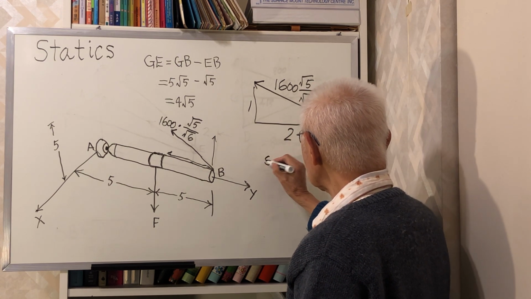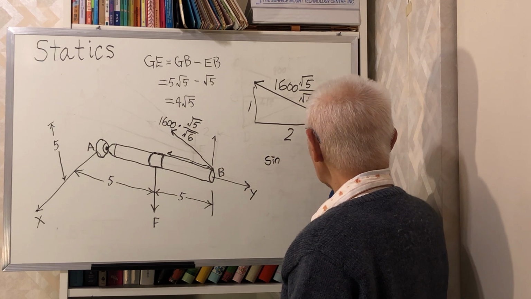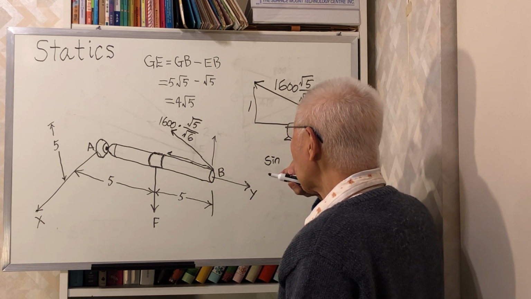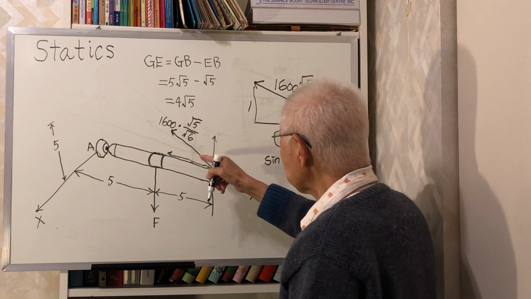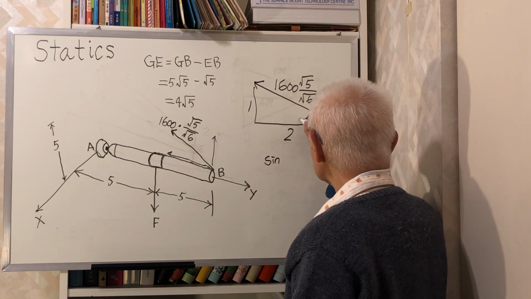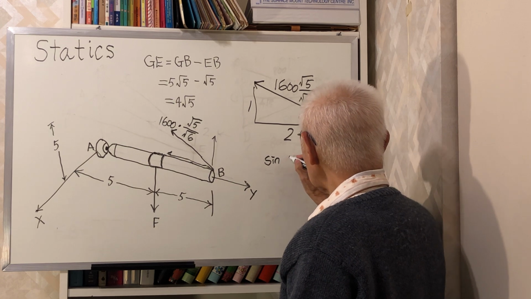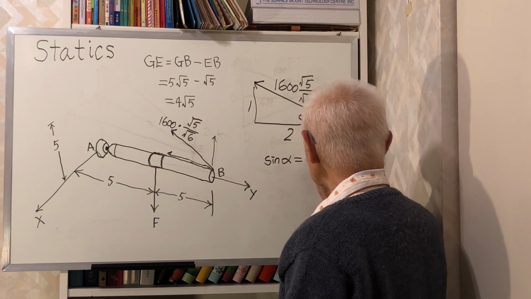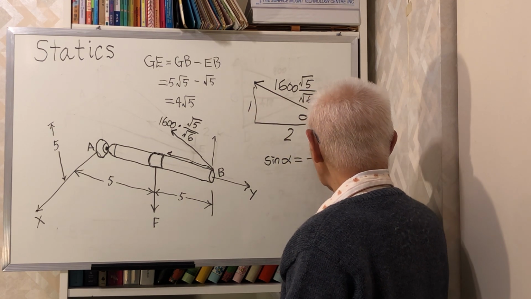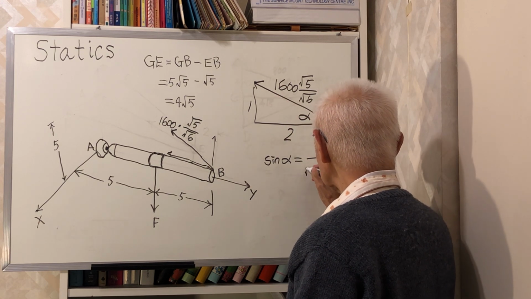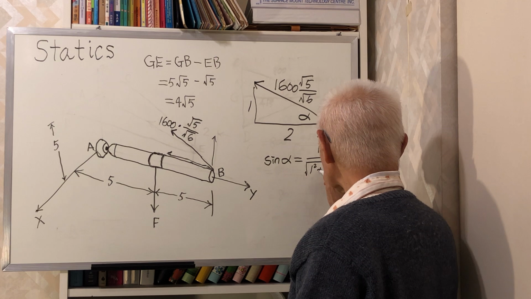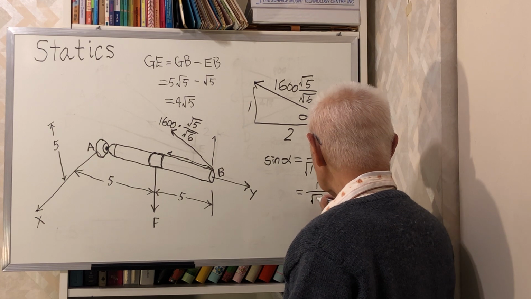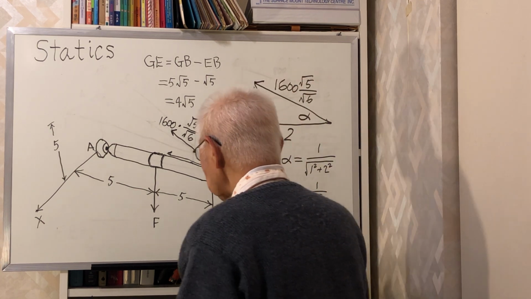What angle do I call it? I have the theta. Theta is different from this, so let me call this alpha. So I need sine alpha times this. Let's see what sine alpha is. Sine alpha is 1 over this, and this is the square root of 1 squared plus 2 squared. So this is 1 over root 5. Sine alpha is 1 over root 5.